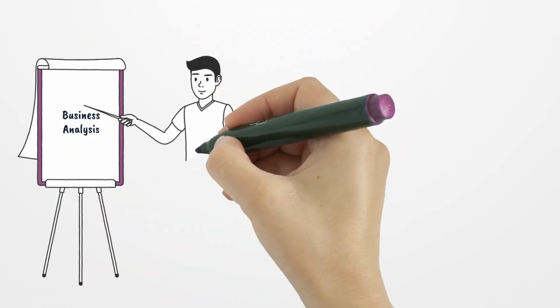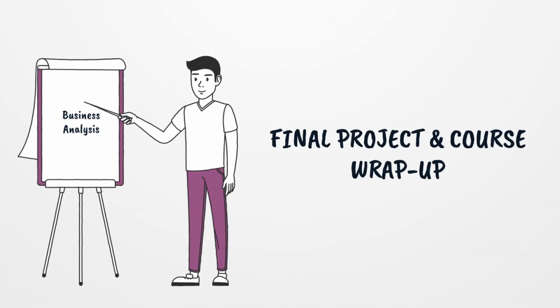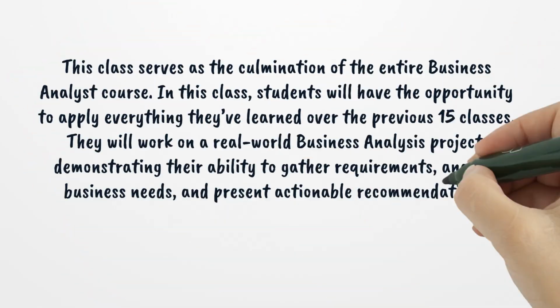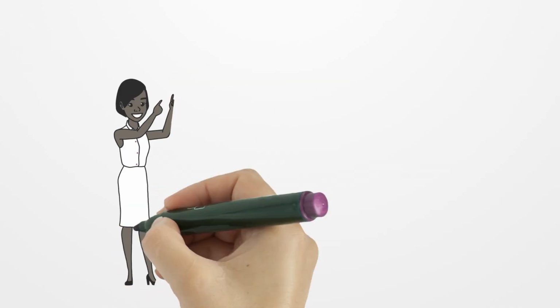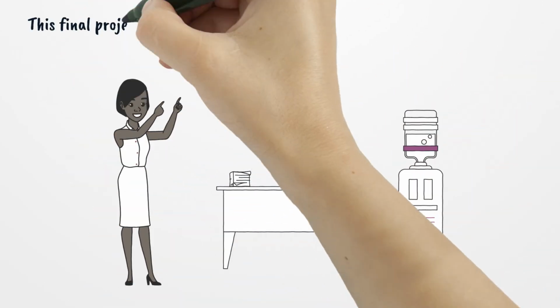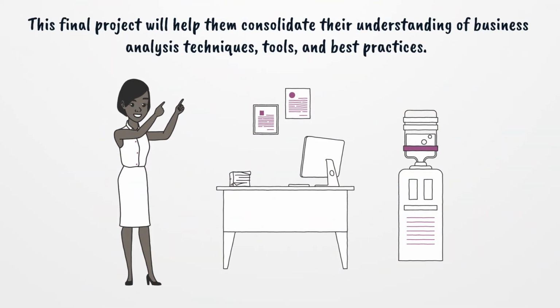Final project and course wrap-up. This class serves as the culmination of the entire Business Analyst course. In this class, students will have the opportunity to apply everything they've learned over the previous 15 classes. They will work on a real-world business analysis project, demonstrating their ability to gather requirements, analyze business needs, and present actionable recommendations. This final project will help them consolidate their understanding of business analysis techniques, tools, and best practices.